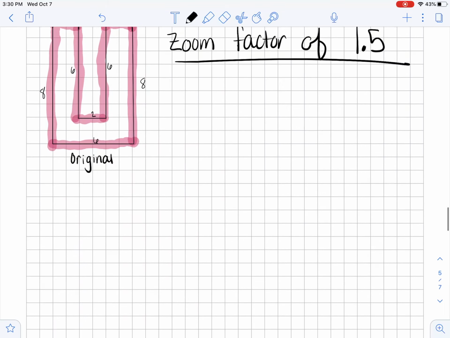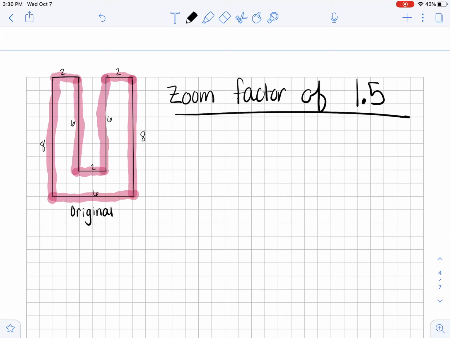So I've already drawn this. This is my original. I have all my lengths marked. A zoom factor of 1.5 means I'm just going to take these lengths and I'm going to multiply them by 1.5. So 8 times 1.5 is 12. So I'm just going to start and I'm going to go down 12.